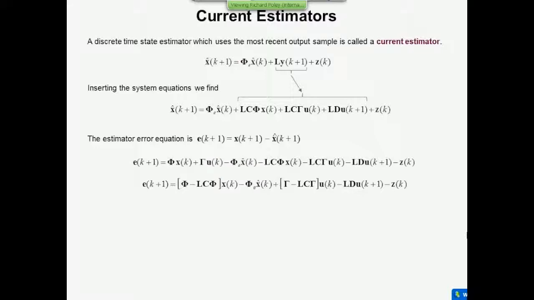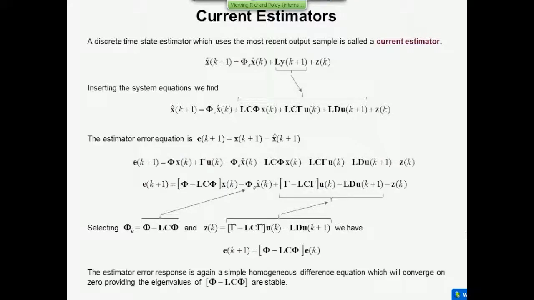And these are inconvenient, so we're going to choose z of k slightly differently. We're going to choose z of k to be equal to all the stuff we don't want. There's u of k principally, but there's now two different sample intervals involved over here. That's okay, we'll get rid of that in a second. And we choose phi e to be phi minus LC phi, so we've got back to the first order difference equation in which the feedback matrix L determines where the eigenvalues live. Okay?